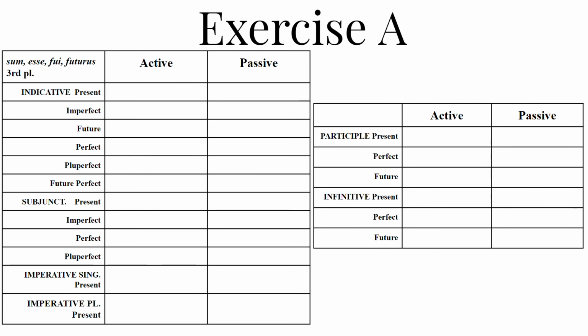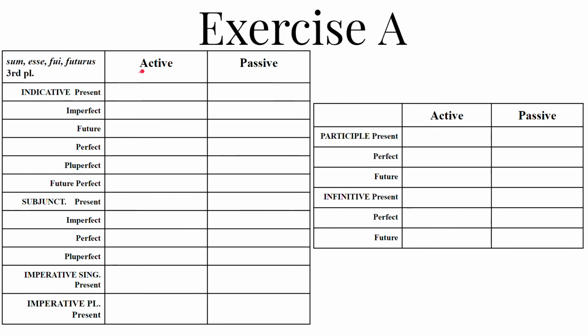Sum is the verb that we use to make other verbs passive. In itself it has no passive. How is that possible? So let's walk through the third person plural of sum. Remember, sum is irregular in the present, imperfect, and future. It's totally regular in the perfect stem tenses, because as long as you know that the principal parts are sum, esse, fui, futurus, and fu is the perfect stem, everything else is totally normal.